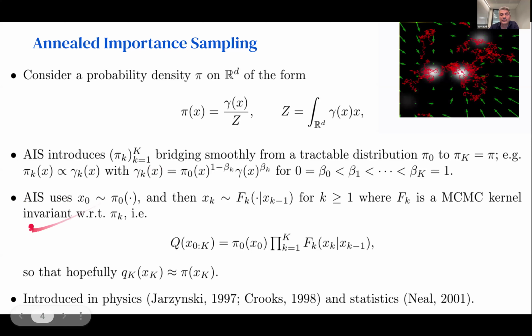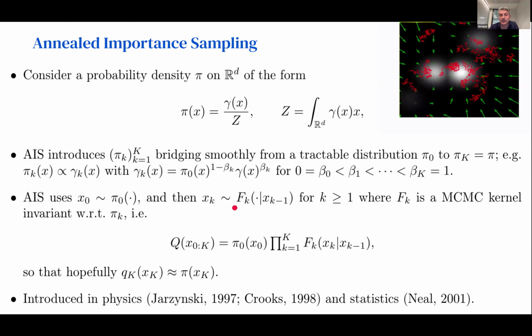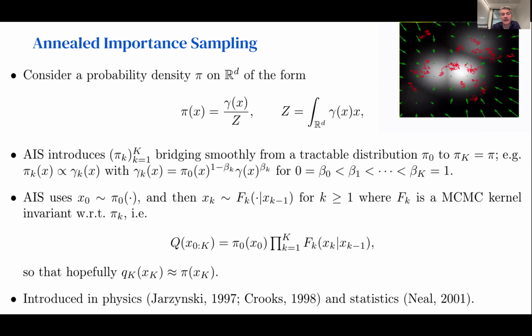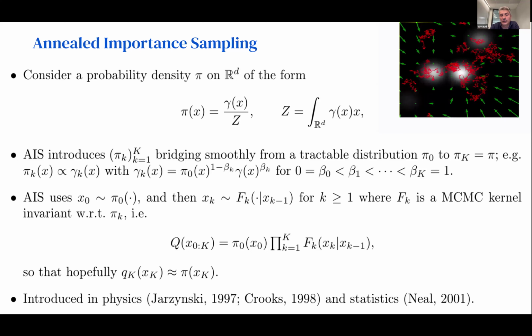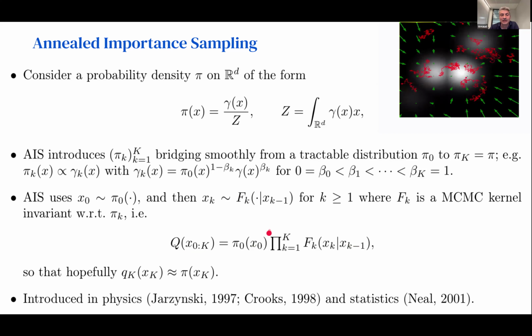Okay, so you initialize a non-homogeneous Markov chain from pi naught, which by construction is easy to sample, and then xk is sampled from some transition kernel fk, where fk is typically picked as an MCMC kernel of invariant distribution pi k. But it could be something that is not exactly an MCMC kernel, for example an ULA, unadjusted Langevin algorithm, kernel. So you do that, and that defines a distribution on path space: the distribution of this non-homogeneous Markov chain, defined by the following expression, pi naught times the product of these transition kernels.